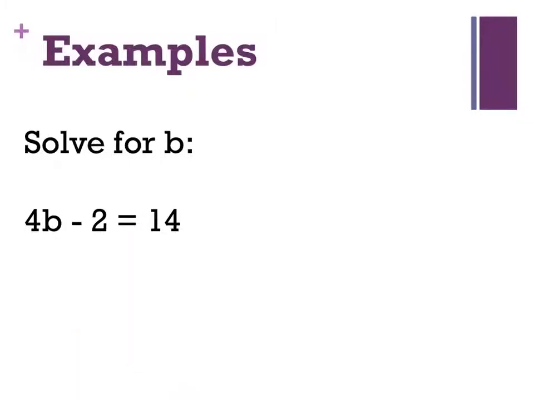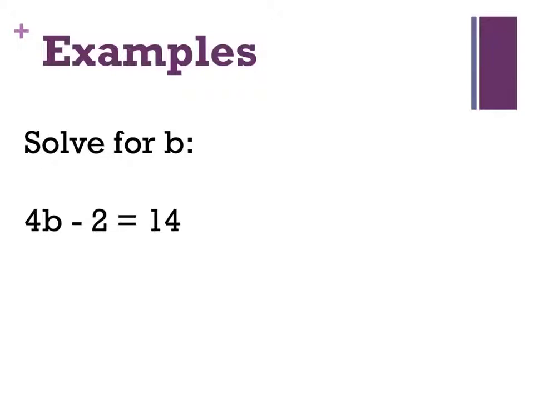Let's look at this example: 4b minus 2 equals 14. Again, the thing that's closest to the pronumeral, or the thing I don't know, is the 4, the multiplied by 4. So 4 of something I don't know, if I then subtract 2 from that, I get 14. So the thing furthest away from my pronumeral is the minus 2. That's the first thing I need to work with.